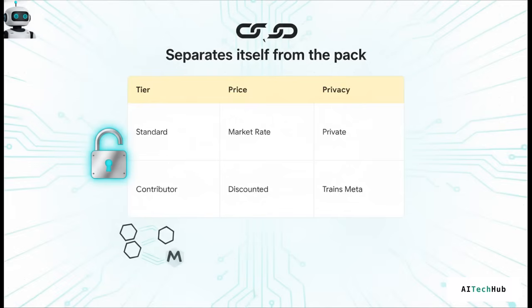Now this right here is where Muse Code completely separates itself from the pack. Meta is rolling out a dual-tier pricing model, and it forces a very, very explicit trade-off. There's a standard tier priced at your typical market rate, and crucially, this keeps all your proprietary code completely private. But then they've got this contributor tier. This tier is highly discounted, but, and it's a massive but, in exchange, you are explicitly giving Meta permission to use your prompts and your code base to train their future AI models.